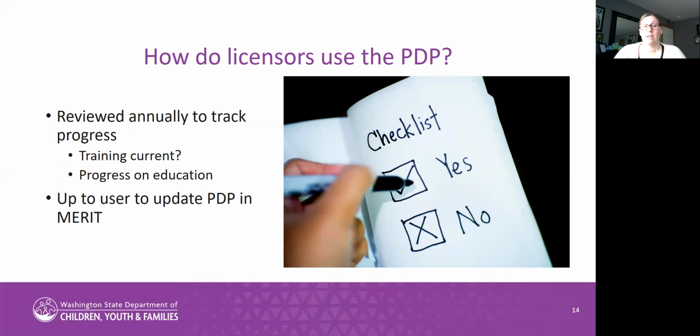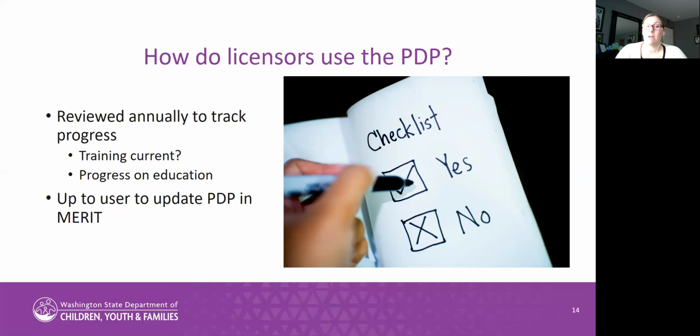So the big question is, how do licensors use the professional development plan? I don't want them knowing everything that I'm doing, but I want them to understand that I'm meeting the progress. And so that's really what the licensors are doing. So they're using their licensing compliance checklist and they're looking for the documented annual progress. So what that means is that each year, licensors will be confirming that the training requirements are met for your role and that you're making progress on your education requirement. Once that education requirement has been met, they'll no longer be looking at that.